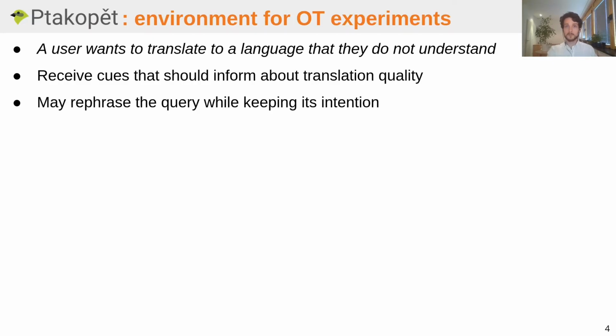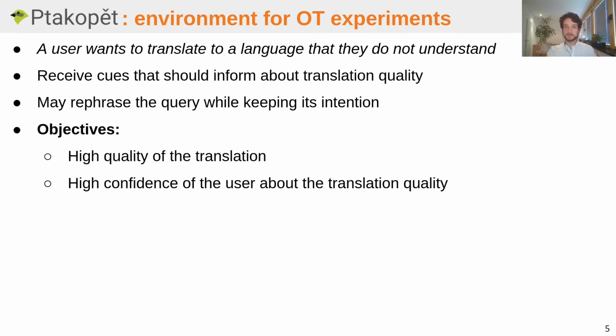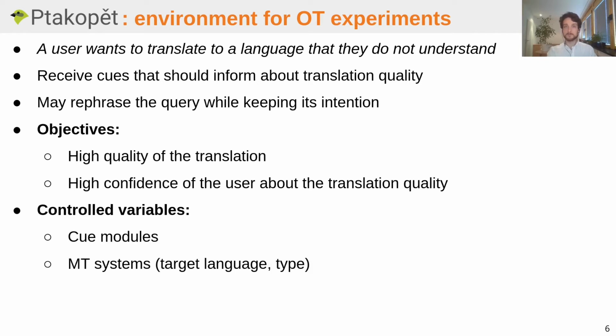We focus on the following issue. A user wants to translate into a language they do not understand, which is a specific case of outbound translation. For that, they receive cues about translation quality, and they may continue working with the system interactively. There are two goals that we have in mind: increasing the translation quality as well as the user's confidence in the output. These are obviously not orthogonal, but also not the same. We therefore designed a system and an experiment, which we will discuss on the next slides.